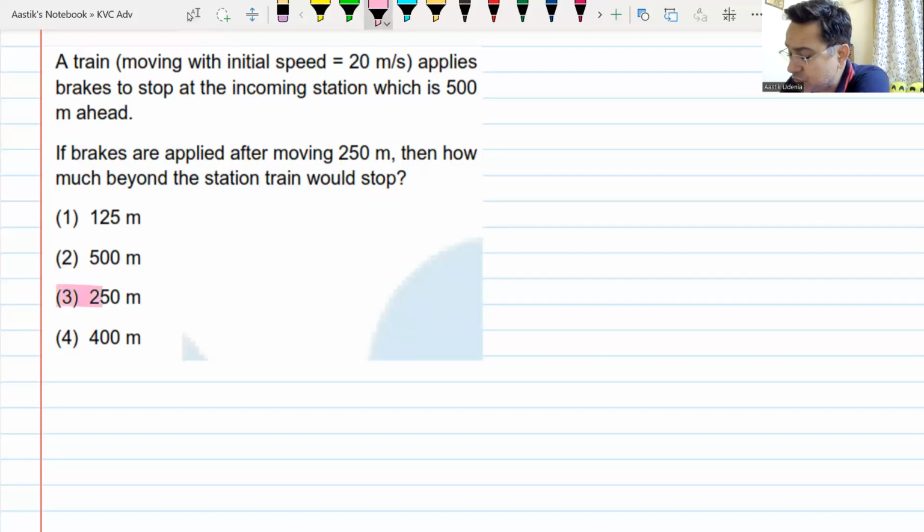The answer is 250 meters. It requires 500 meters to stop. The brakes are applied when the distance is 250 meters. So how far ahead will it stop? You don't have to do anything. You just have to subtract 250 from 500. Do we understand this?